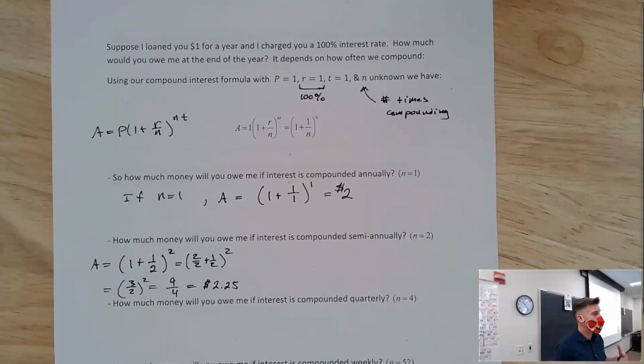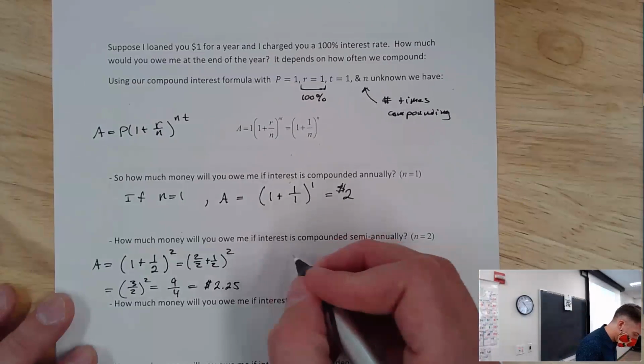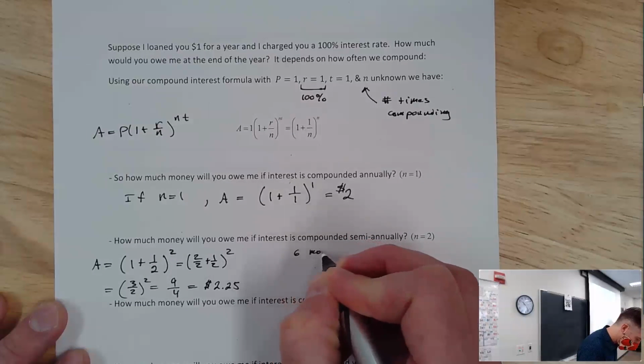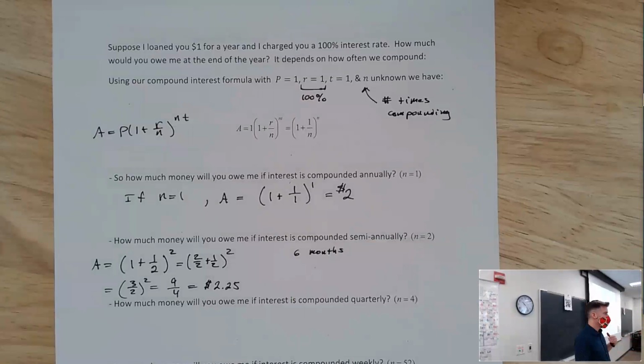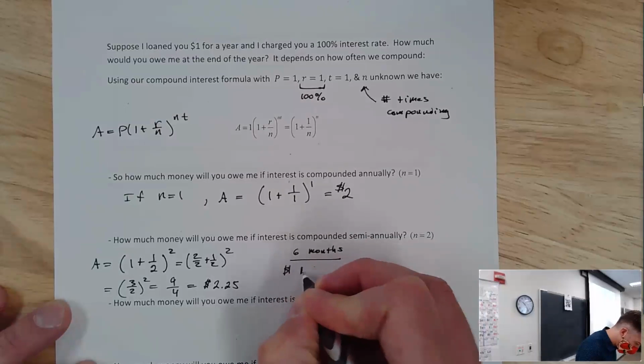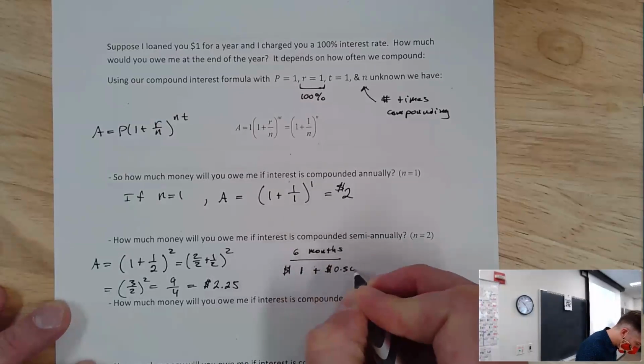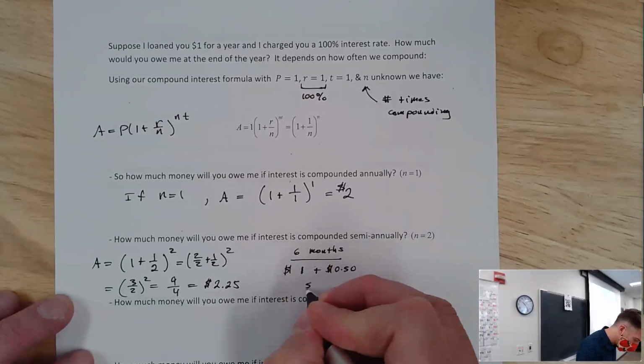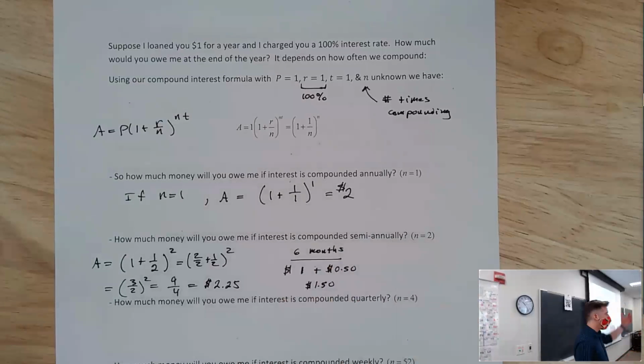But I do want to point out here, this is a good example of how the compounding works. If I compound it semi-annually, after 6 months, I'm going to get half of the 100% of interest. Well, I lent you $1. If the interest is 100%, but I'm only getting half of that, I'm going to get 50% interest after those 6 months. So after 6 months, I'm going to have $1 plus 50 cents, or $1.50. I got half of the interest.